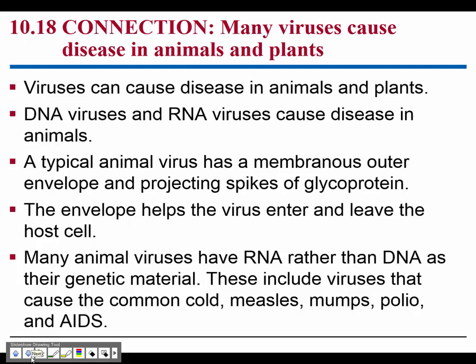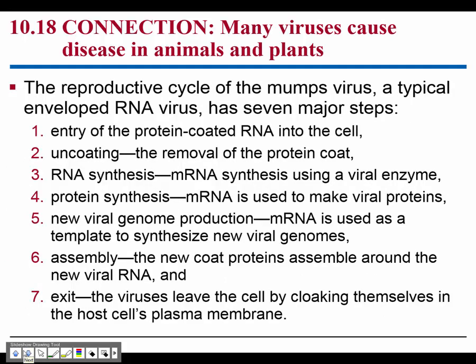So viruses can cause disease in animals and plants, and the DNA or RNA in a virus can cause those diseases in animals. The typical animal virus has a membrane outer envelope and projecting spikes of glycoprotein. Those spikes kind of feel for the right cell, so they infect the correct cell. That envelope helps the virus enter and leave the host cell. Many animal viruses have RNA rather than DNA as their genetic material, like colds, measles, mumps, polio, AIDS, or HIV.